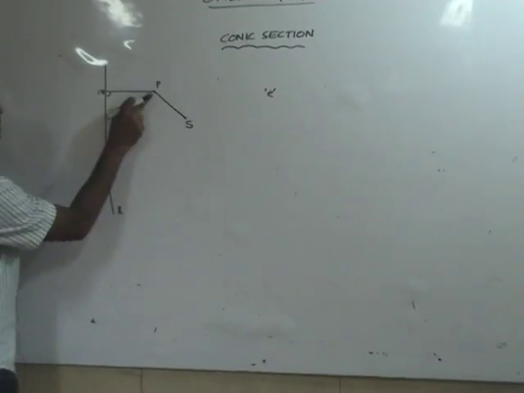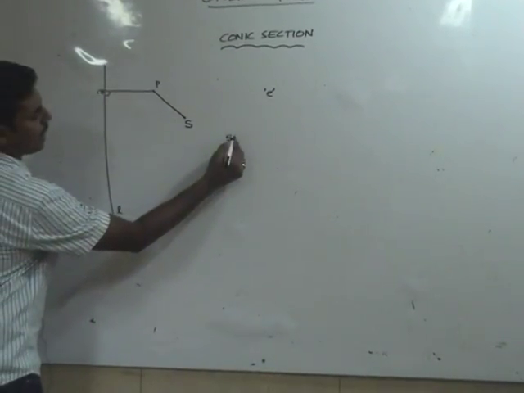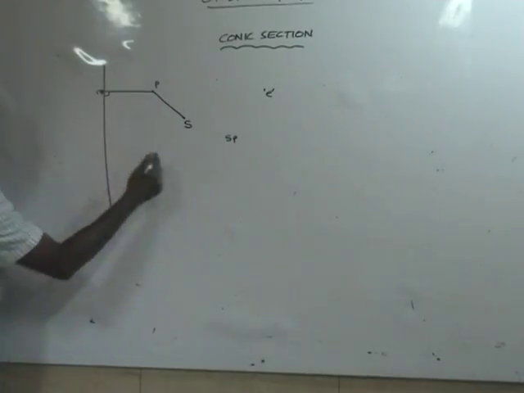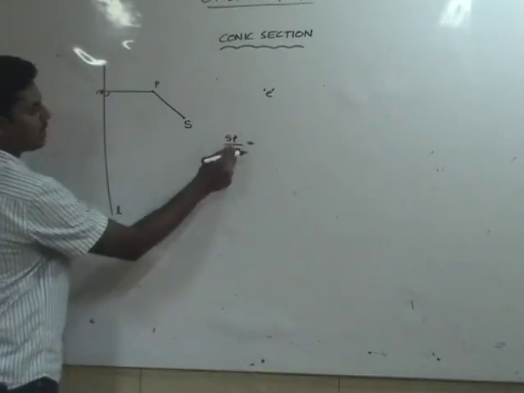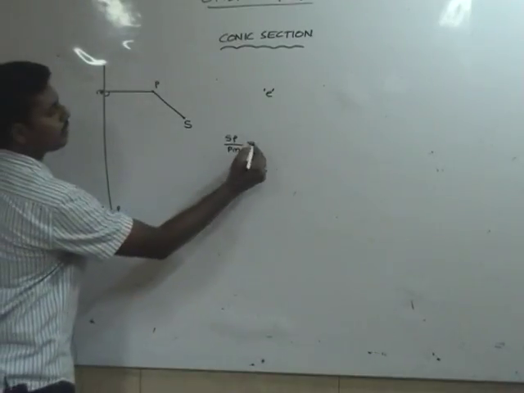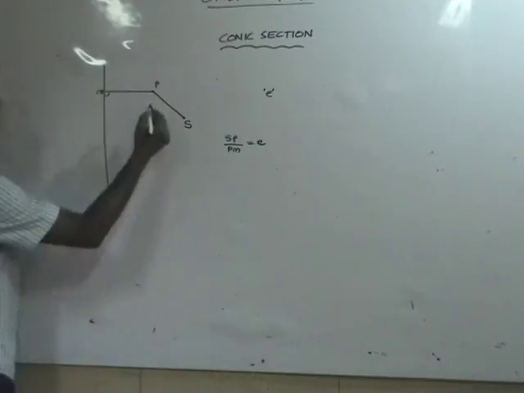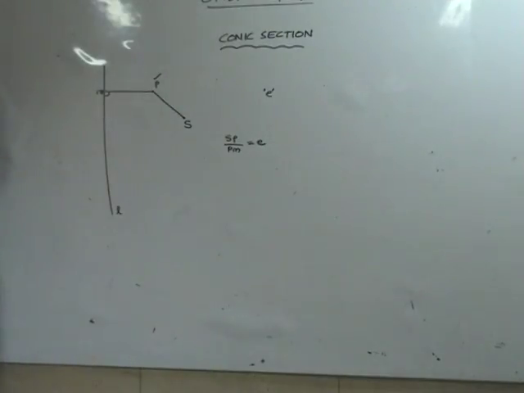Now the distance from this point is nothing but SP, and the distance from this line is nothing but PM, which are in constant ratio. Ratio is nothing but division. Now SP by PM is equal to e. Then the locus of this point is called a conic.